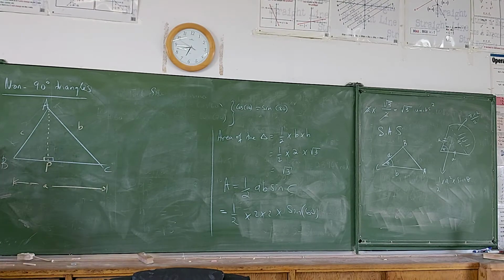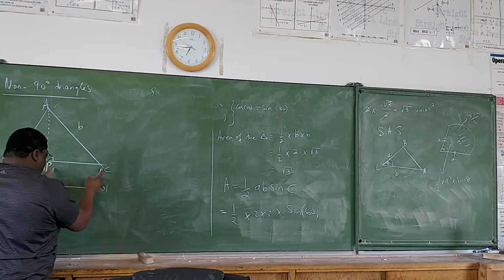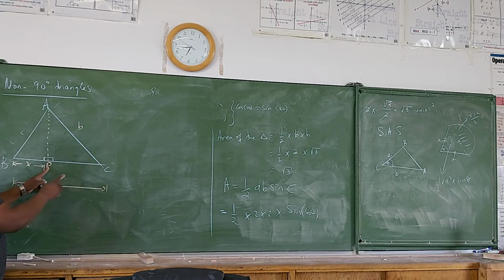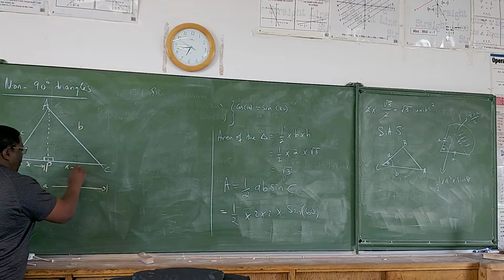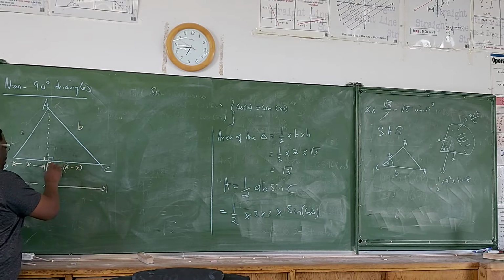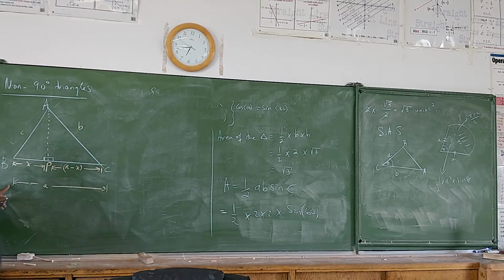So we use the small letters to represent the what? Side. So if this distance from here to there is X, then the distance from P to C should be this whole distance minus X. Are you with me so far?